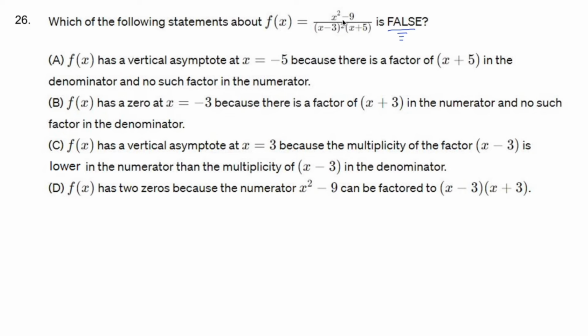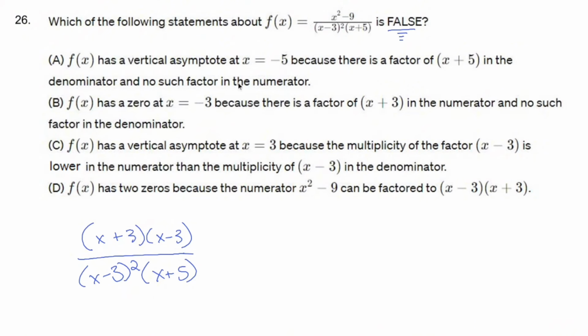This is what we're looking at. We're looking at a rational function. The denominator is factored, the top is not. So let's factor the numerator. x² - 9 is a difference of squares, x² - 3², so it becomes (x + 3)(x - 3), like so. The denominator does not change: (x - 3)² times (x + 5).